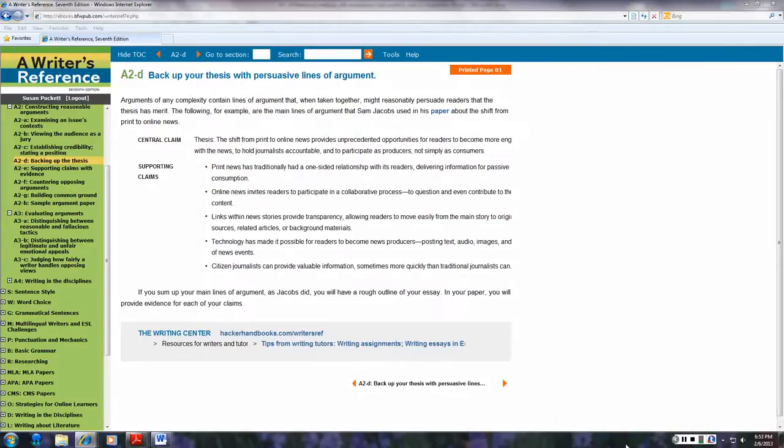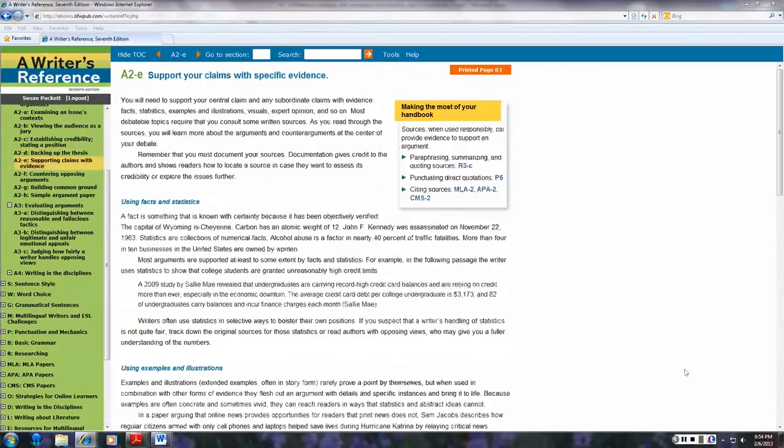The thesis can be considered the central claim, and then we have supporting claims that provide background and evidence to support the position being taken. The same thing will be true with a rhetorical analysis. We take a position and then we find examples from the text that show how effectively a writer uses ethos or pathos or logos. And finally, I wanted you to look at supporting claims with evidence.